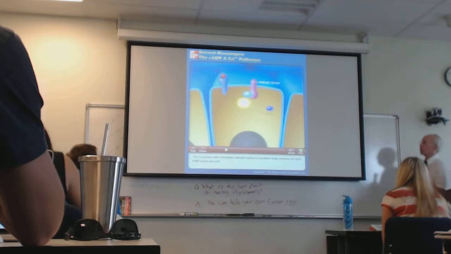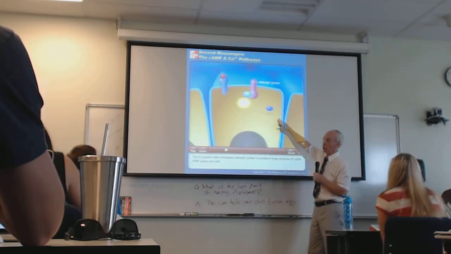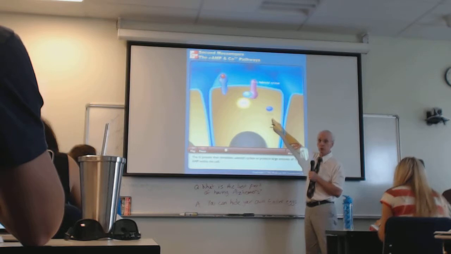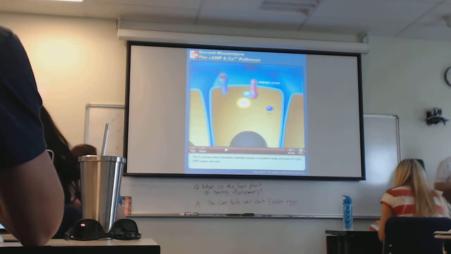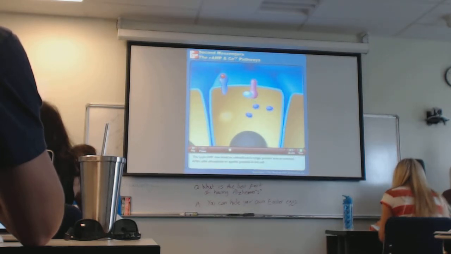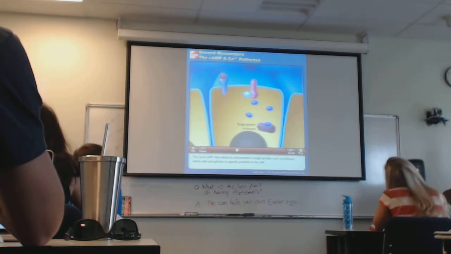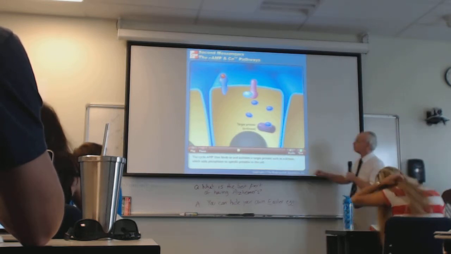All right. So in this illustration, we're going to call this our second messenger. Why? Because in this illustration, this is the molecule that actually leaves the membrane to bring information from the hormone binding to the interior of the cell. Usually that's true, not always. The cyclic AMP then binds to and activates a target protein such as protein kinase A, which adds phosphates to specific proteins in the cell.